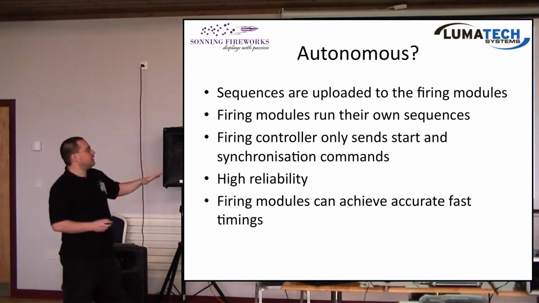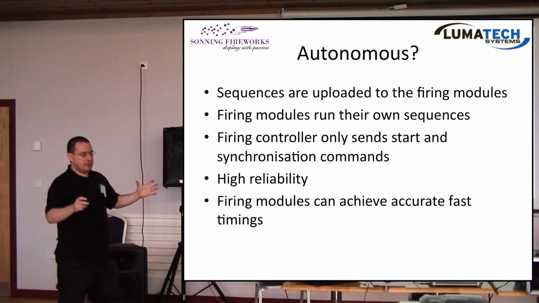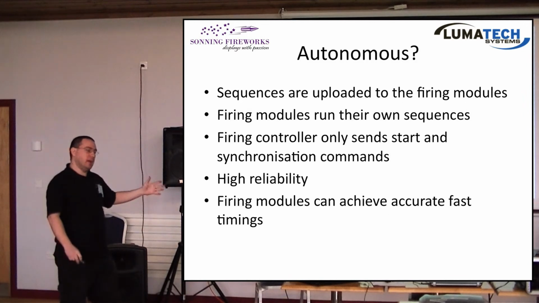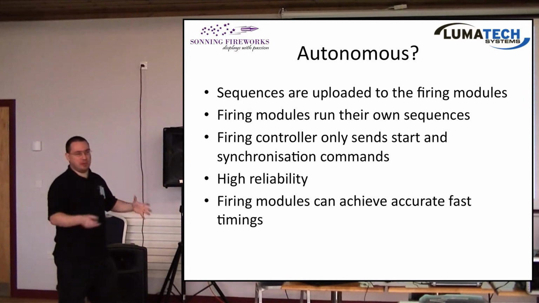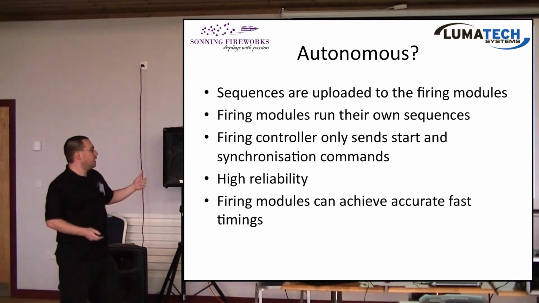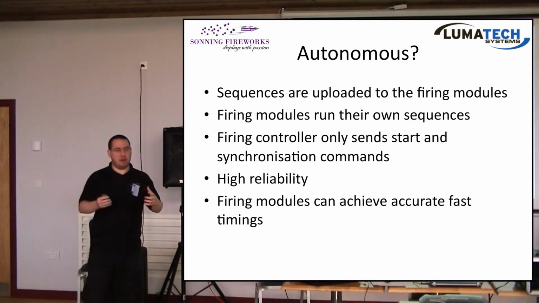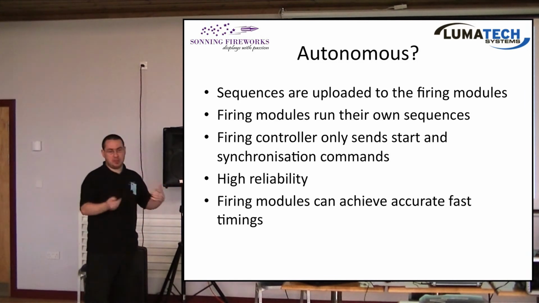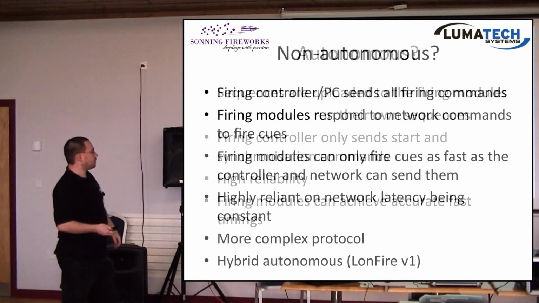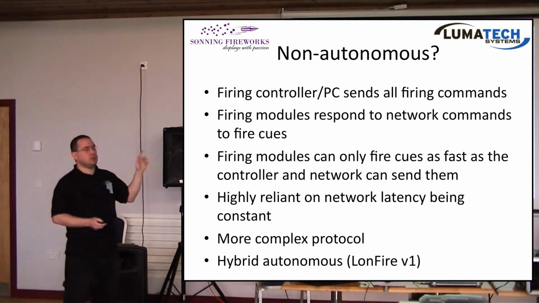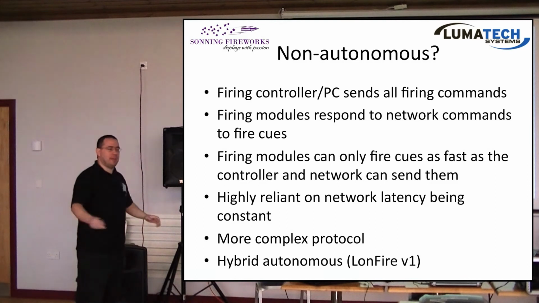So my feeling is autonomous systems are highly reliable because they're sitting there, doing their own thing. There's no problem with laptops or cables being broken. The firing module can carry on and do its own thing. Also, because you're not reliant on the network, because the modules are doing their own firing, you can get very fast, reliable timings for your shows. So non-autonomous systems, this is probably where people know more about these types of systems than the autonomous ones. This is where the firing controller or the PC sends all the firing commands out. So if you get the laptop and you pull the cable out, the show will stop.